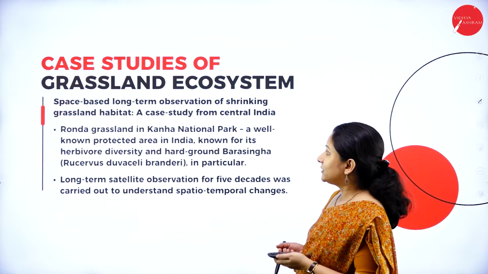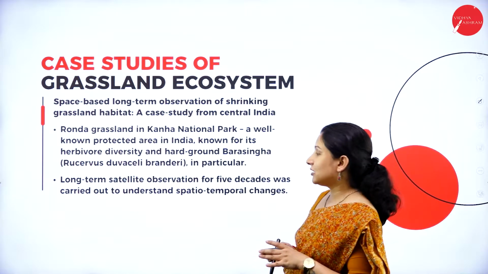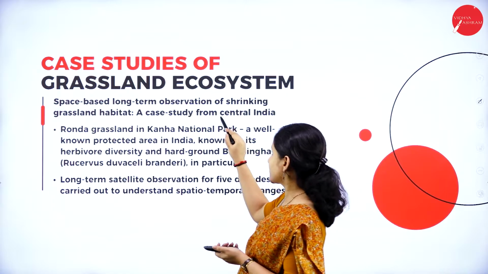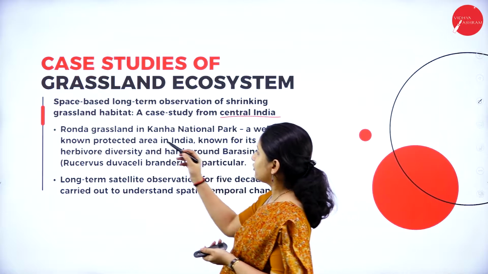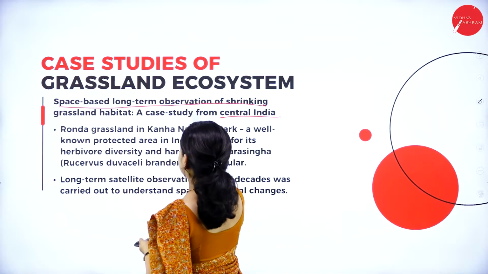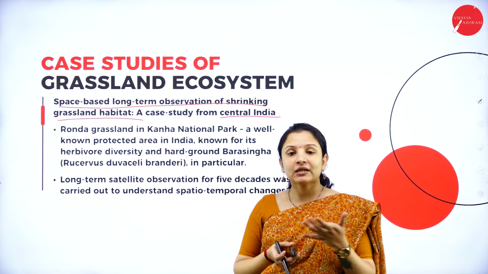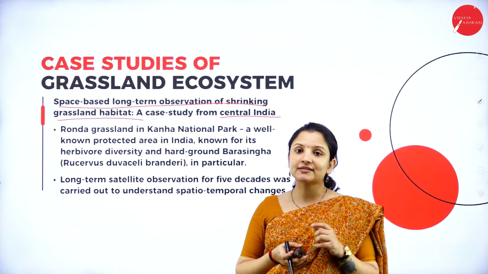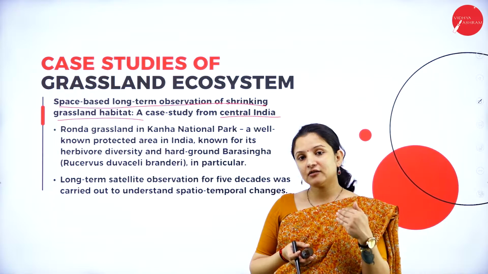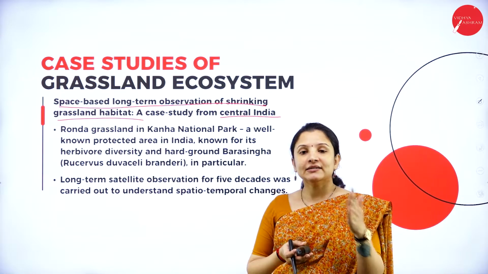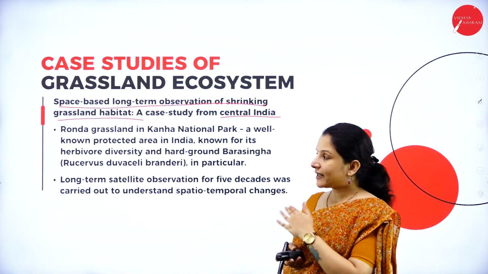Next is the case studies of grassland ecosystem. Here I've taken a case study, again from central India itself, wherein it is a space-based long-term observation of shrinking of grassland habitat. Nowadays, the destruction of the forest, the shrinkage in the greenery of a particular area, everything gets captured by satellites, right? So using satellites, they studied for many years whether the grassland ecosystem is getting altered or not. So that is a case study.